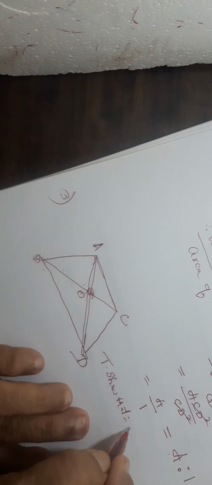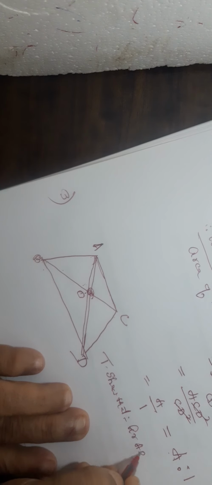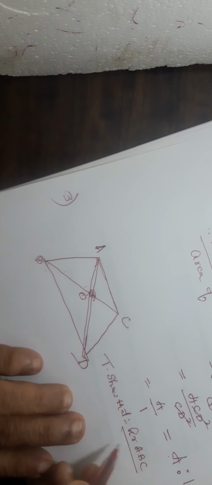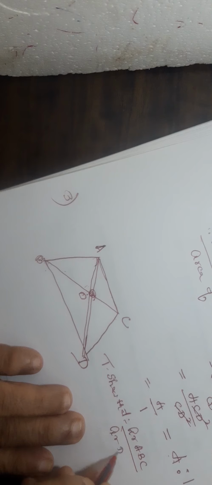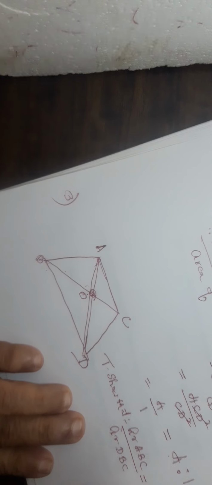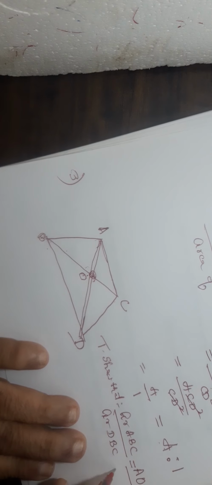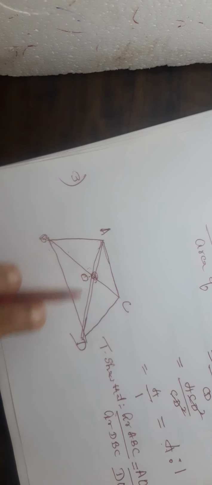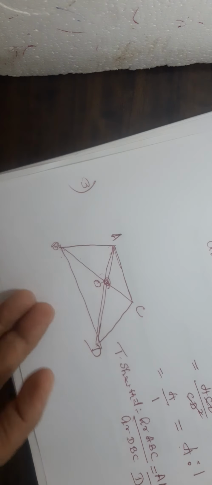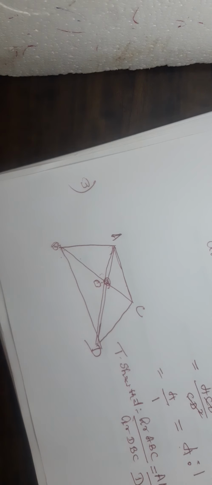Now I have written here, area of triangle ABC by area of triangle DBC. This is equal to one answer there. This one they have given AO by DO. So how to do this sum we should see now. AO by DO. So the figure is only so much, and you have got to find area of triangle ABC by area of triangle DBC.